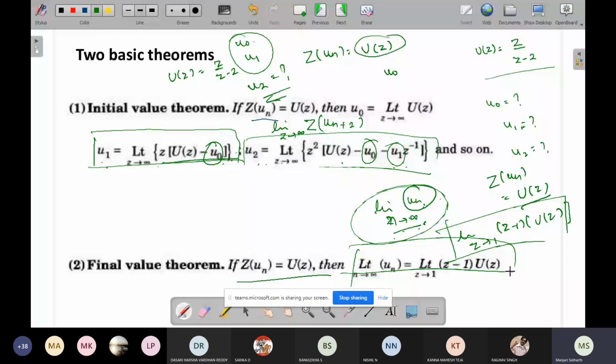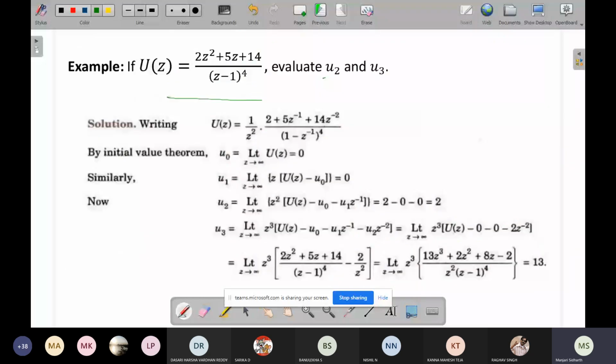Now the question is, if U(z) is this, evaluate u_2 and u_3. Now you know that u_2 is nothing but the limit z tending to infinity of z squared times (U(z) minus u_0 minus u_1 by z). This is u_2. Now we need u_0 also. So let's find u_0. u_0 is the limit z tending to infinity of U(z). U(z) is this.